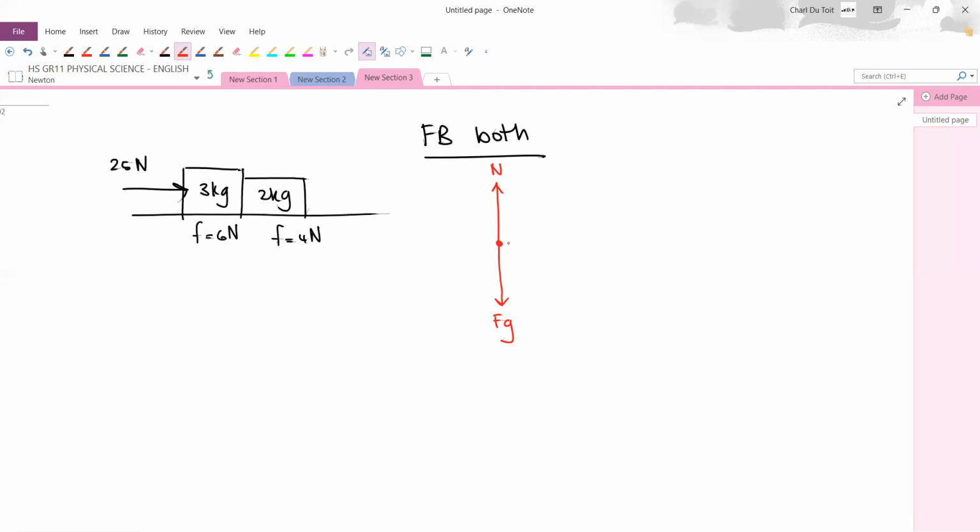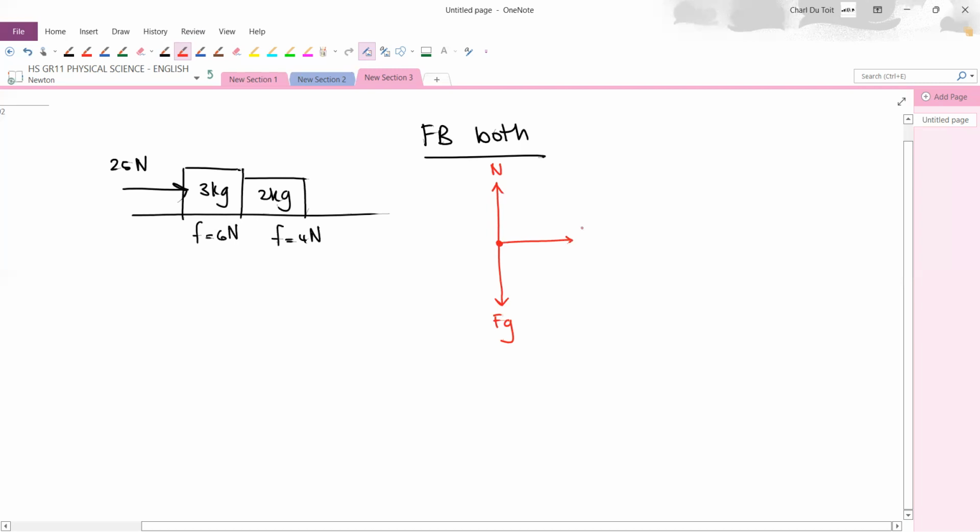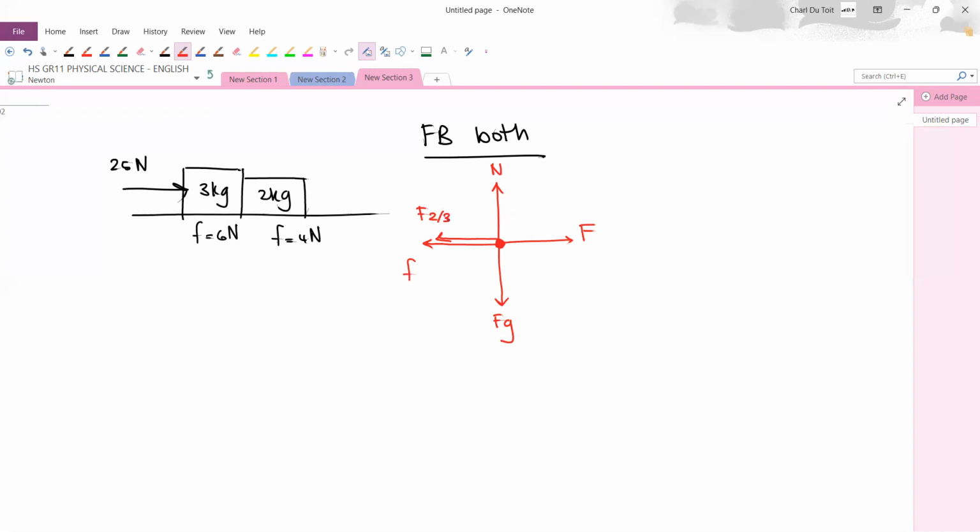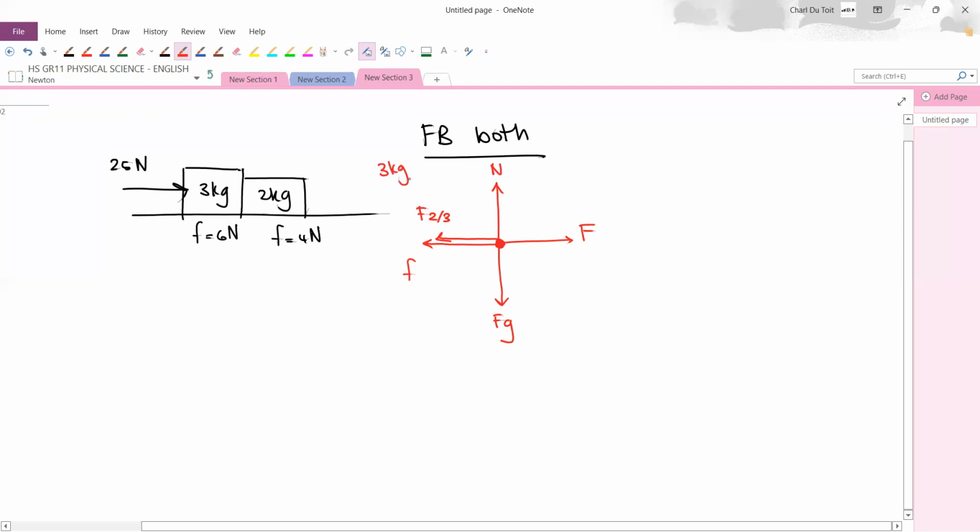Then on the 3 kg block, there will be a force to the right. I'm just going to make it F, or you can make it FA for applied force. And then there's a frictional force to the back, or to the left. And there's another force: the force that the 2 kg exerts on the 3 kg block. That 2 kg block is pushing the 3 kg block to the left. You've got that. It's not too difficult. So this is the 3 kg block.